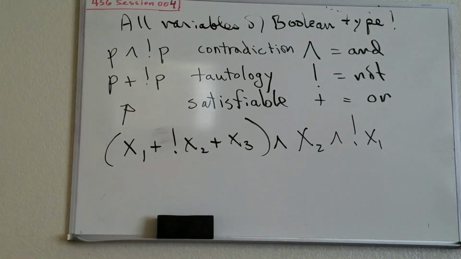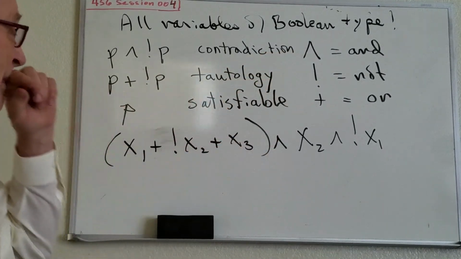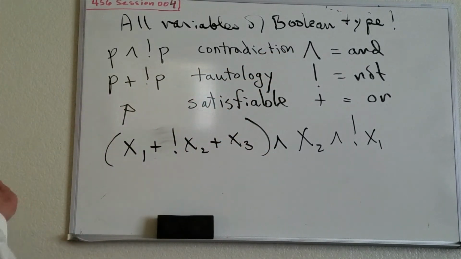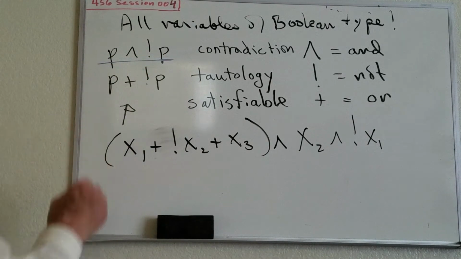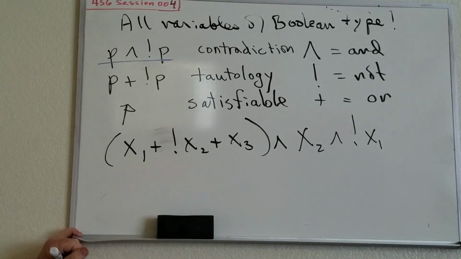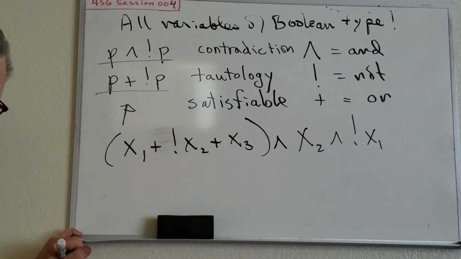Here I'm explaining the Boolean satisfiability problem. I'll use this notation for and, for not, and for or. Now this particular expression here, P and not P, is a contradiction because it's impossible for it to be true regardless of the truth value of P. And this particular one is a tautology, meaning no matter what the truth value of P is, it's true.